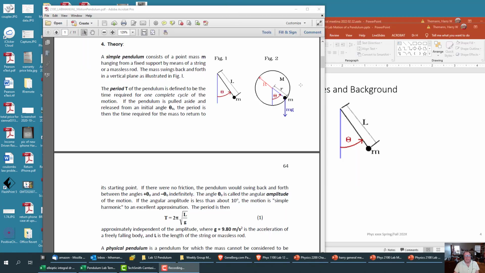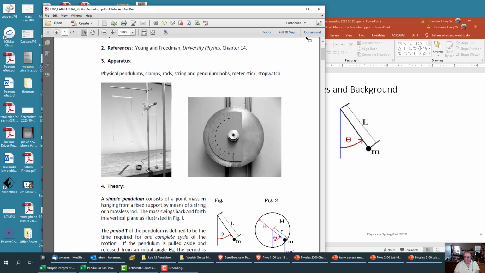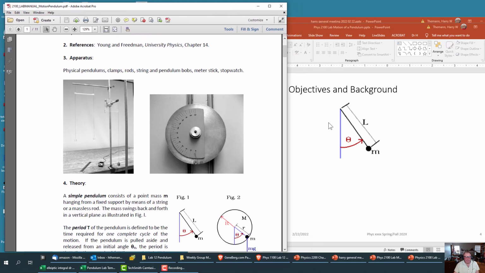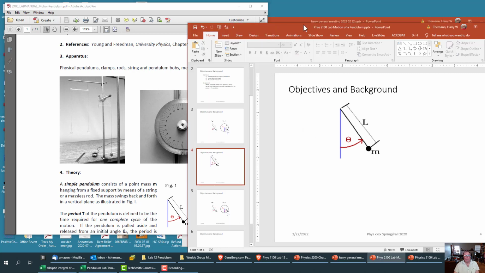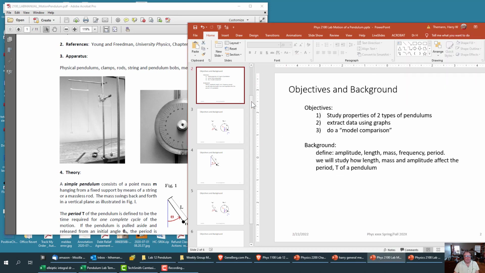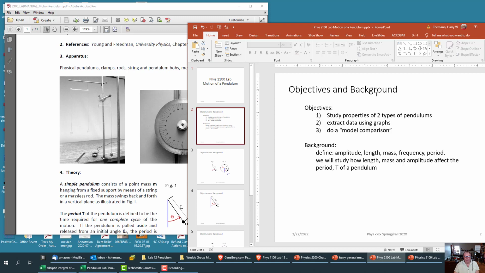Okay, so I'm going to try to slap together a pre-lab and background for you here. Which is basically what pre-labs are all about, to get you ready to go. And so we're going to be doing motion of a pendulum.